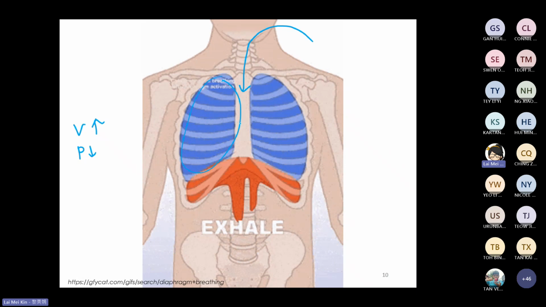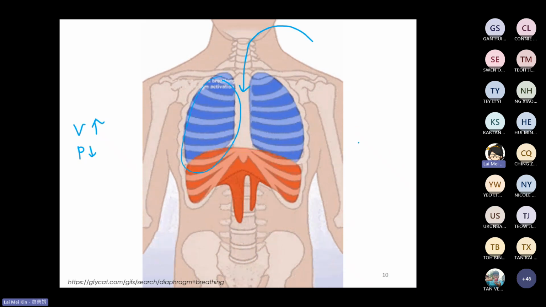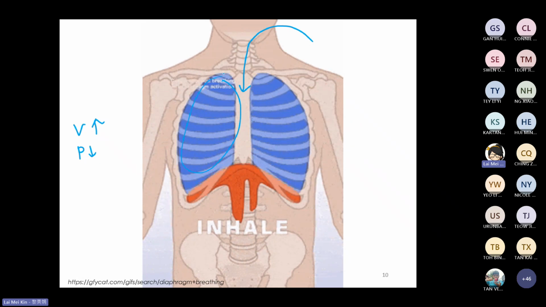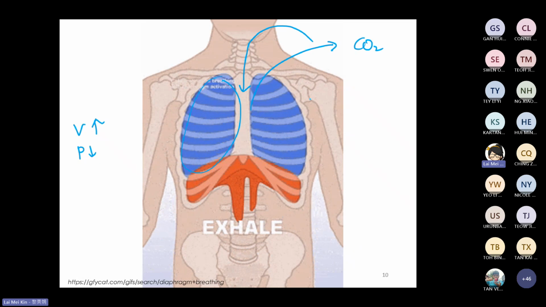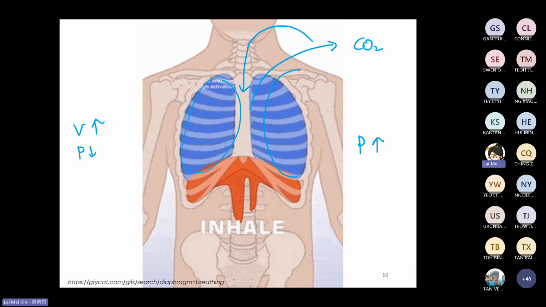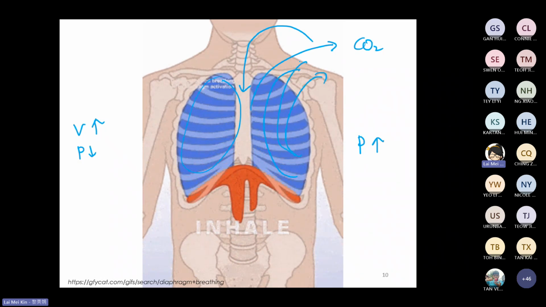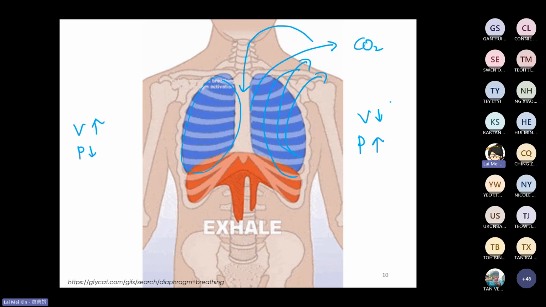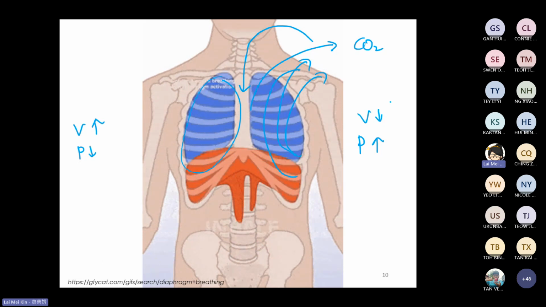Meanwhile, when you want to exhale carbon dioxide, your pressure must be high so that it will push. When the pressure is high, it will push the carbon dioxide out, so the volume will decrease. The volume of your lung will decrease.